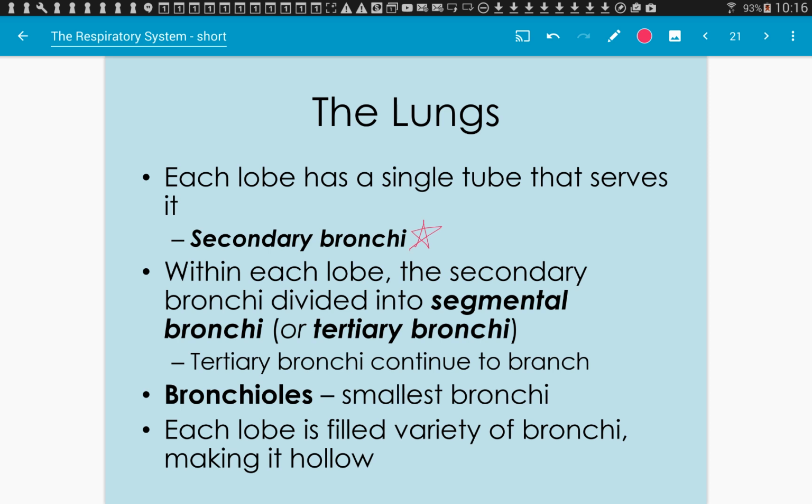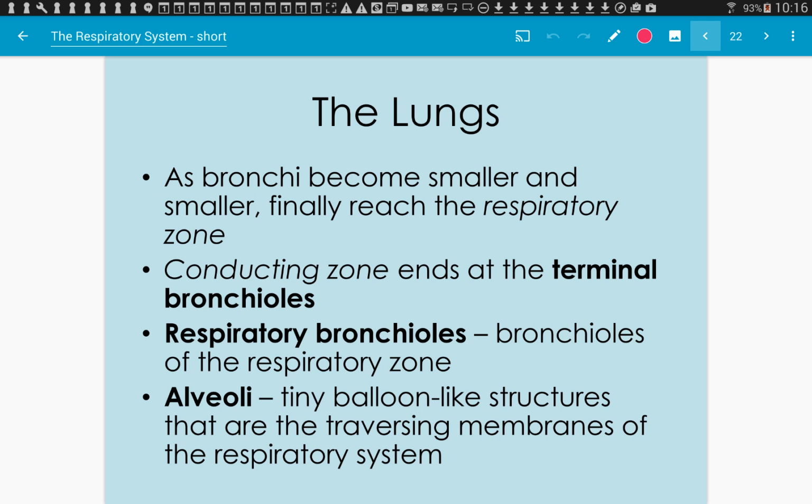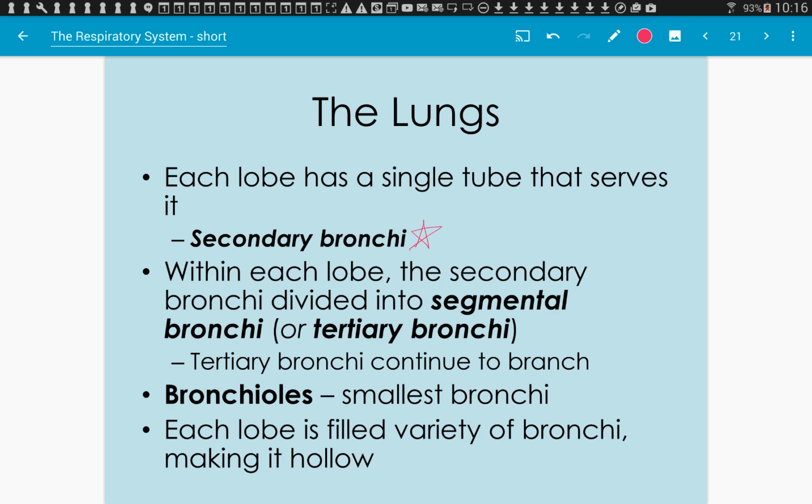I think on the next page, no, I'll have to draw it on the board. Okay. And so then these tertiary bronchi branch and branch until they get small enough where we call them bronchioles. Okay? And each lobe is essentially like a sponge. It's pretty much hollow. The point is to inflate it with air. So one of your handouts on Moodle kind of breaks down the divisions of the different splits of the bronchi and the bronchioles. So real quick, we'll write on the board.